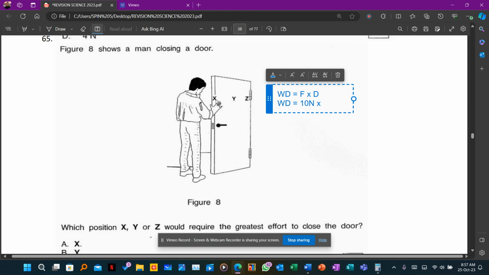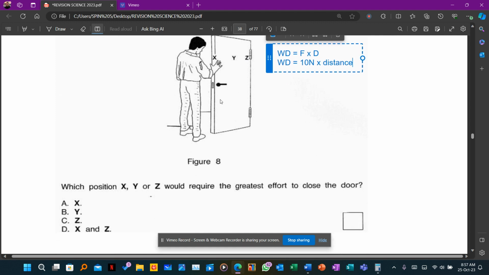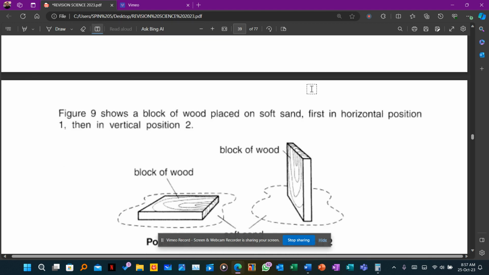If you use X, the distance from his hand to X is about maybe 1. From his hand to Y is 5 times more. From his hand to Z is very far. Therefore, the further the distance, the more the energy. So in this case, the furthest one is Z. So he will use the most energy at Z. Okay, hope it makes sense.